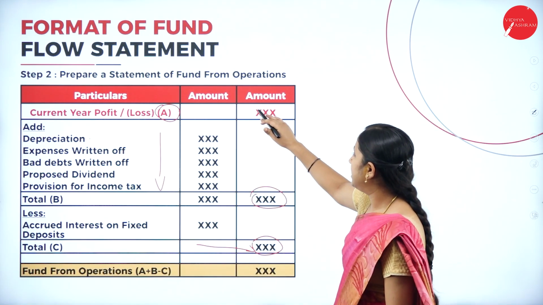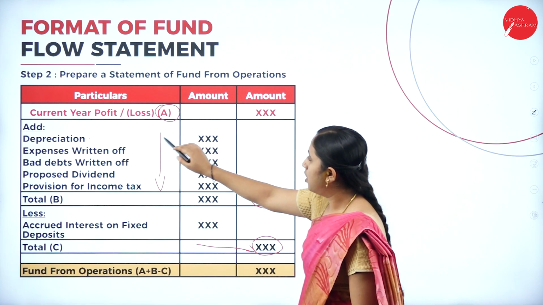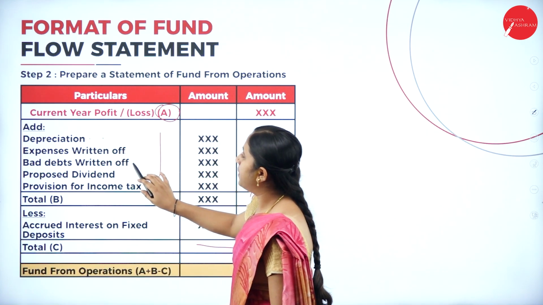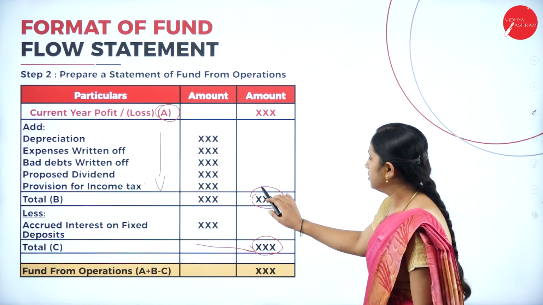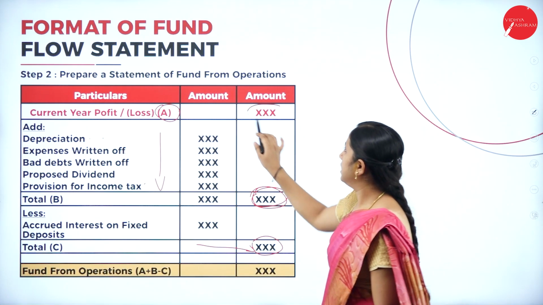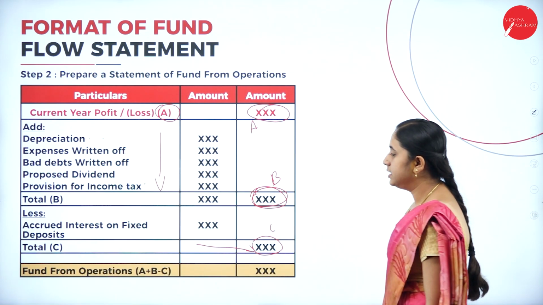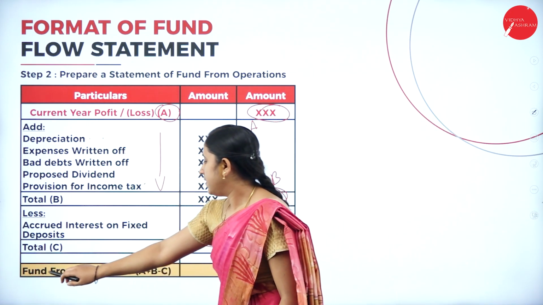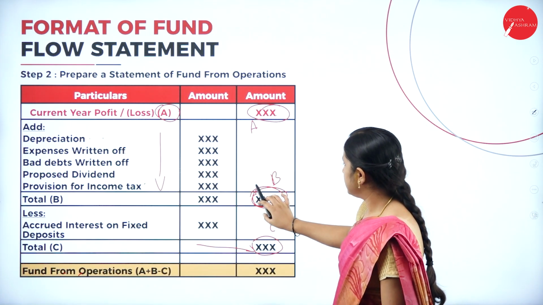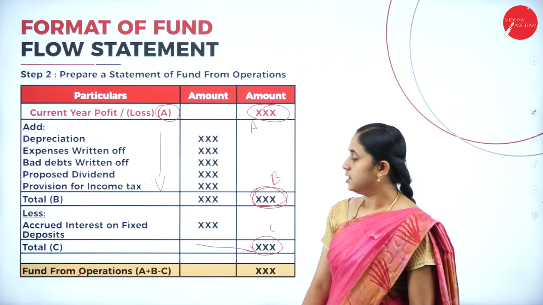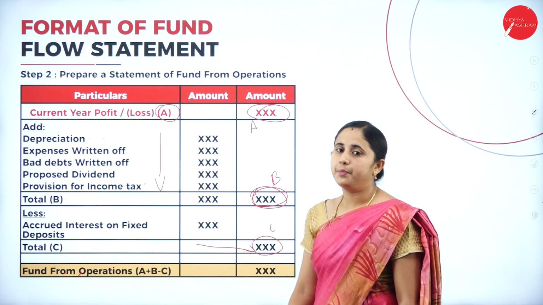Now we have total of A, total of B and total of C. Total of B means all this depreciation written off, bad debts written off, proposed dividend and provision for income tax. So this is total B. Current year profit or loss is total A, total B and total C. Next, funds from operation. To calculate the fund from operation, A plus B minus C. So A plus B minus C is equal to fund from operation.